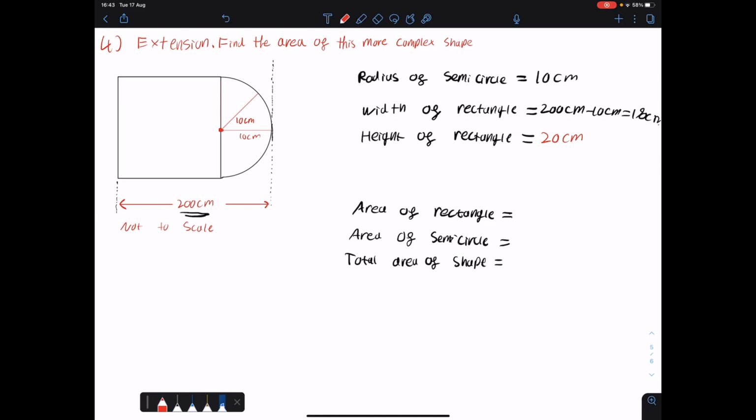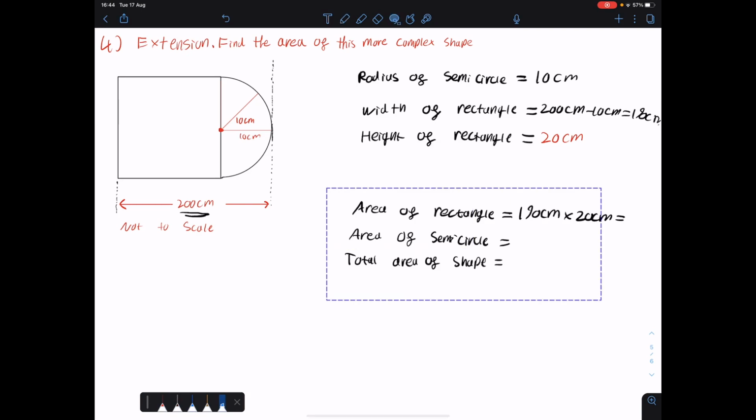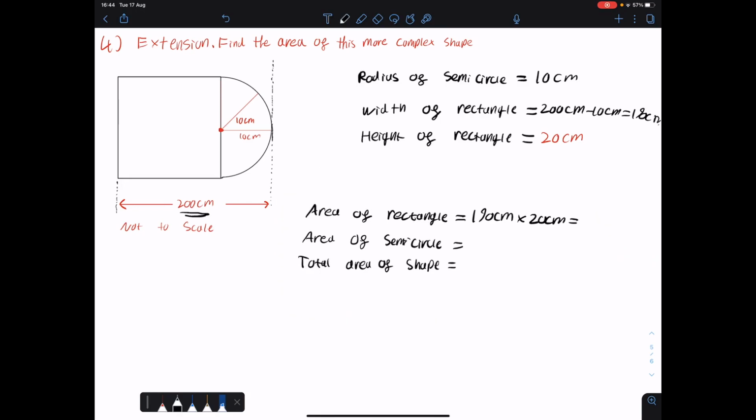Okay, so the area of the rectangle. We know that the area of any rectangle is just the base times the height, and we have the width of the rectangle as 190 centimeters and the height of the rectangle as 20 centimeters. So multiplying these values together, we get 190 centimeters times 20 centimeters equals 3,800 centimeters squared.